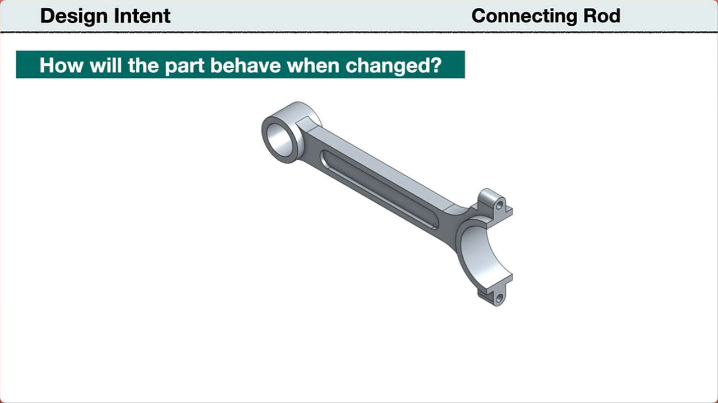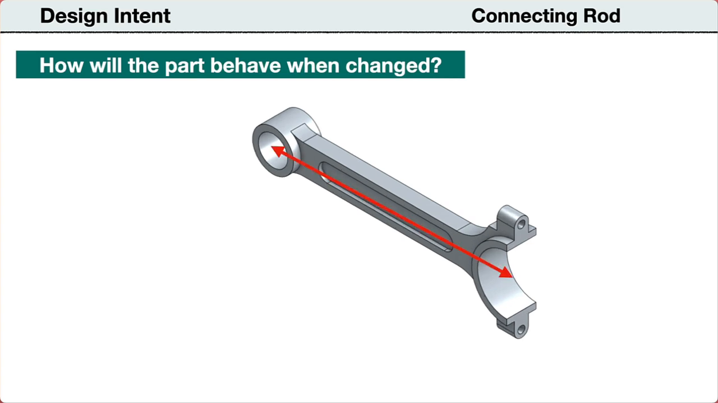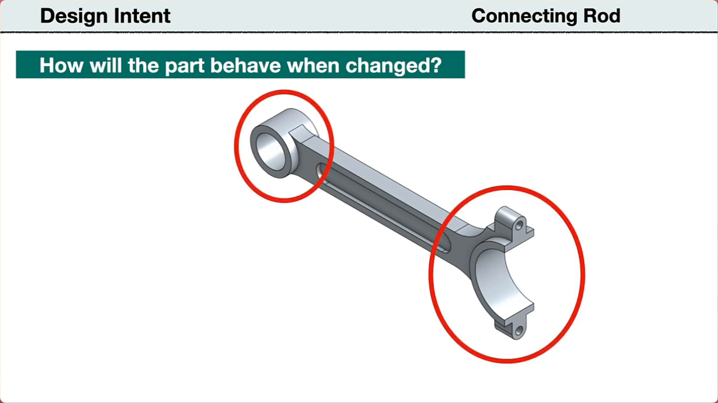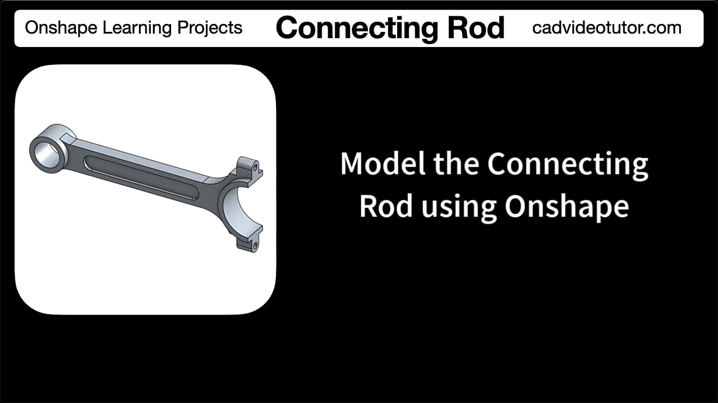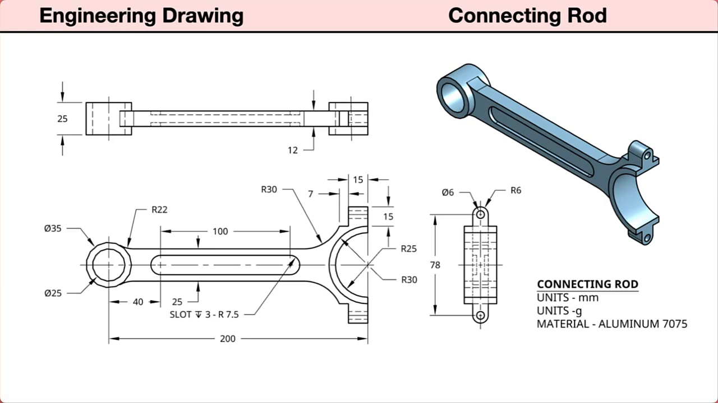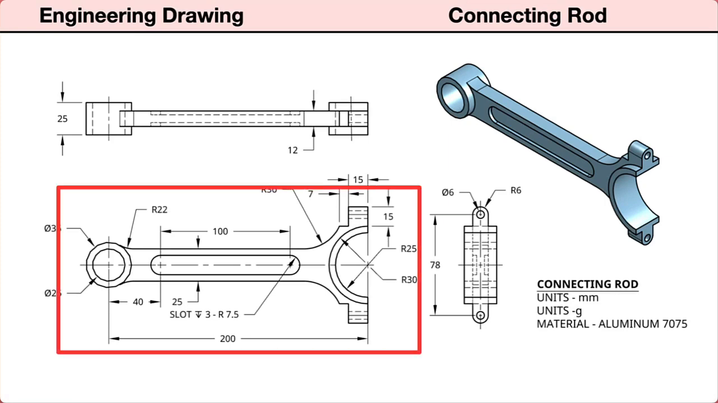So how should the part behave when its length is changed? The part should be able to have the length of the beam changed, and the slot should also increase in equal amount, while all of the other features should remain unchanged. Before we model the part in Onshape, let's preview the steps in the modeling process. First, from the drawing, we will identify the profile we will use for the base sketch. In this project, we will use the front view to create the base sketch.